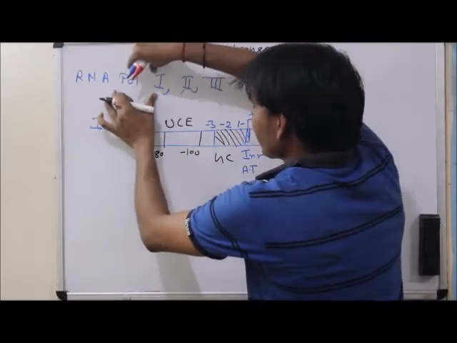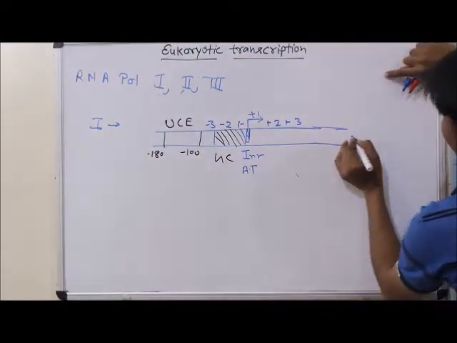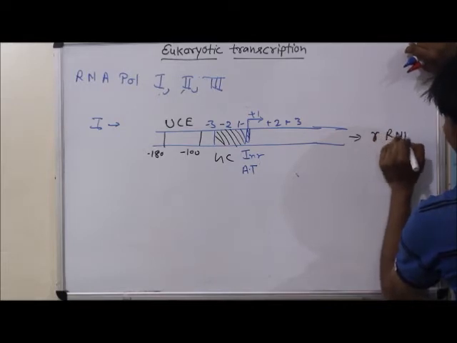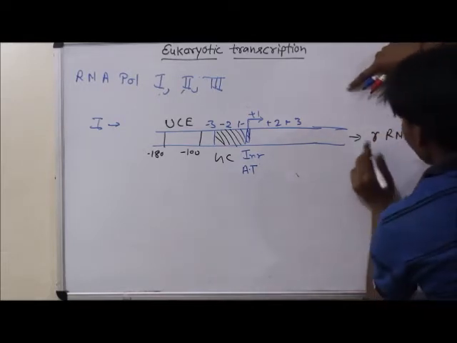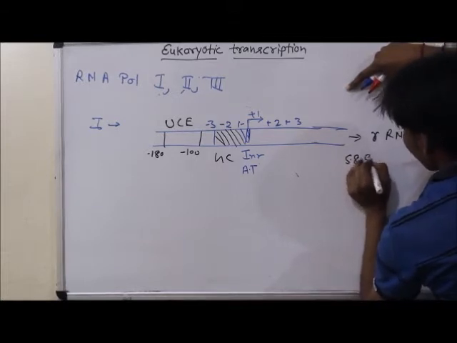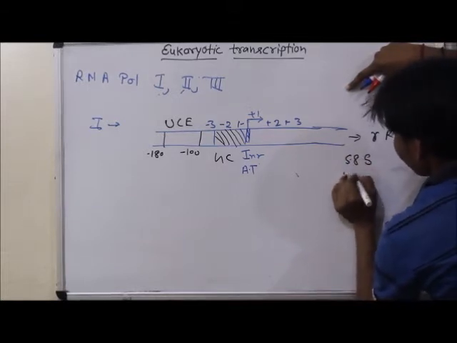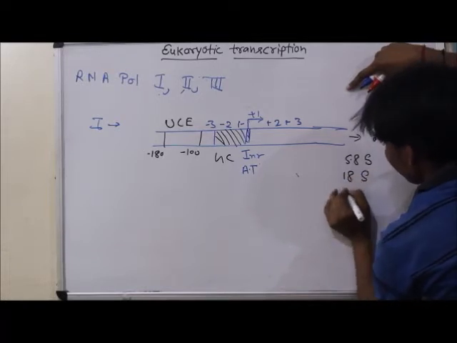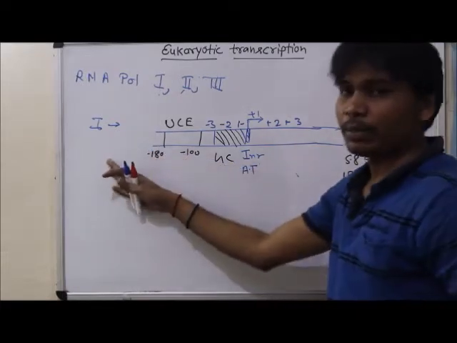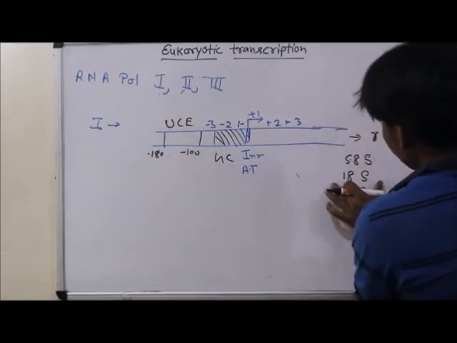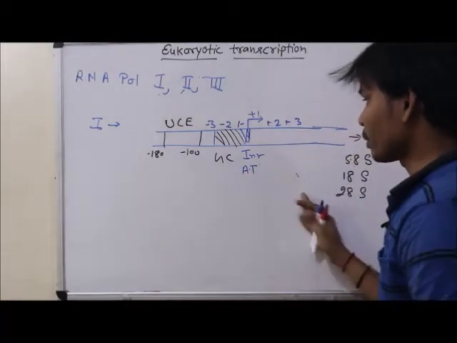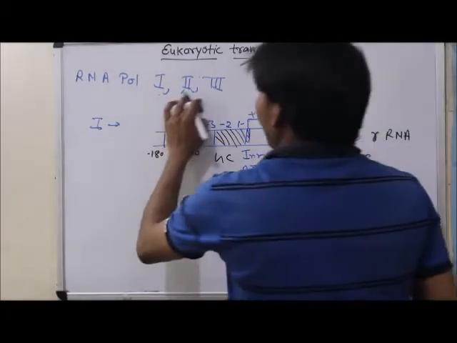If RNA polymerase I first binds, that's transcribed to the rRNA, which includes 5.8S, 18S, and 28S. RNA polymerase I transcribes 5.8S, 18S, and 28S. This was the sequence of the RNA polymerase I promoter. Okay, and now we come to RNA polymerase III.